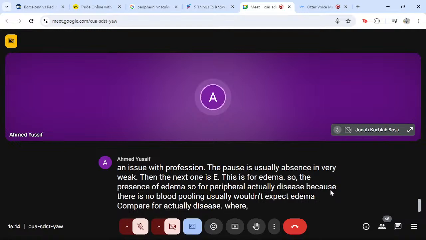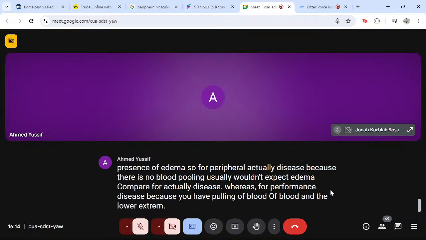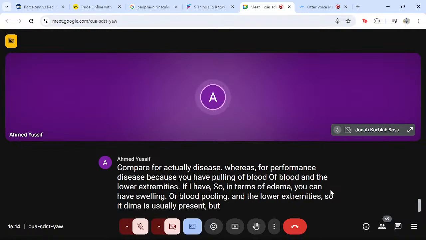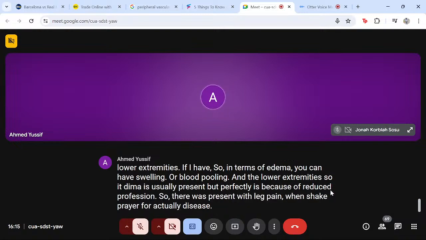Whereas for peripheral venous disease, because you have pooling of blood at the lower extremities, you can have swelling or blood pooling at the lower extremity. So edema is usually present, but peripheral artery disease is because of reduced perfusion. So they will both present with leg pain. You go and check peripheral artery disease, there is no edema. Peripheral venous disease, there is edema.